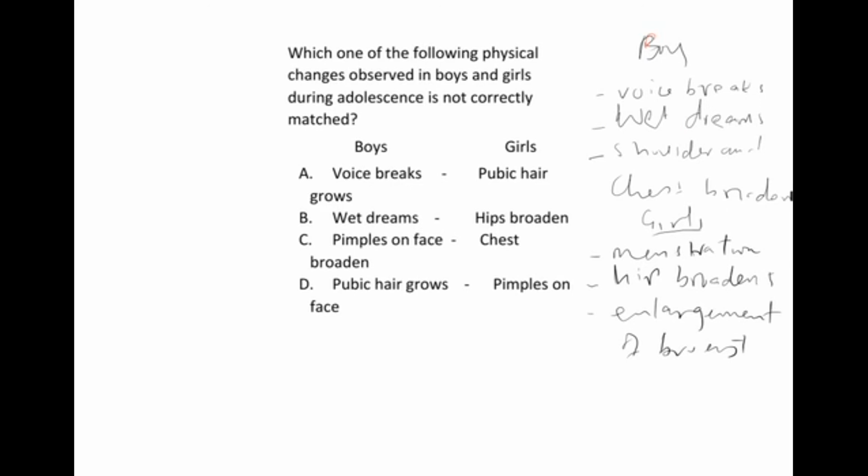But then when you go to the side of the girls, we have pubic hair. Pubic hair, as we said, is a common physical change that occurs to both boys and girls. Then B, we have the hips broaden. Hips broadening is a physical change that occurs to the girls during the adolescence stage. So in that case, our answer will be B.